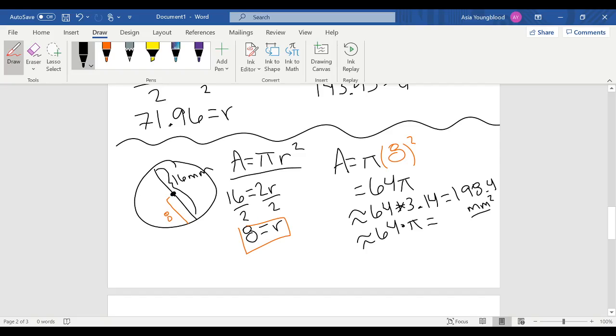Our other answer, if you do 64 times the more precise value for pi, there's actually a bit of a difference because our number's a little bit bigger. So you're going to get 201.06 millimeters squared. So we do see that there's a bit of a difference. Here's a more precise answer, here's the approximate answer, and here's the exact answer. All of these answers are correct though.